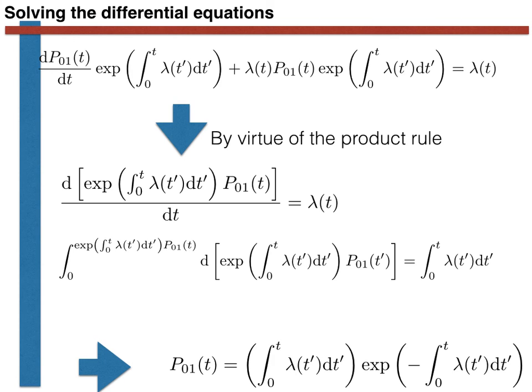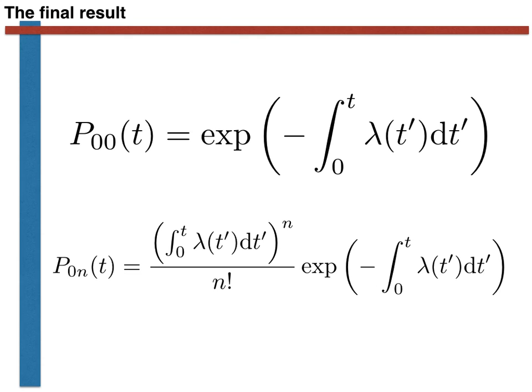We can continue this process to higher n values. What we will ultimately find is shown on this slide. The probability of 0 events is given by the uppermost equation, while the probability of n greater than 0 is given by the lower equation. In other words, the number of events that occurs during a time interval of length t for an inhomogeneous Poisson process is a random variable taken from a Poisson distribution with a parameter equal to the integral between 0 and t of lambda t prime dt prime.